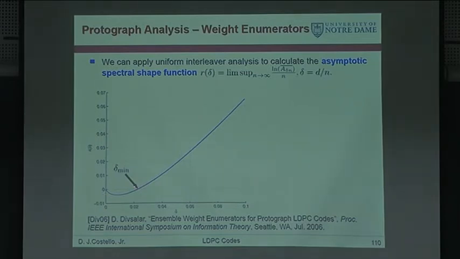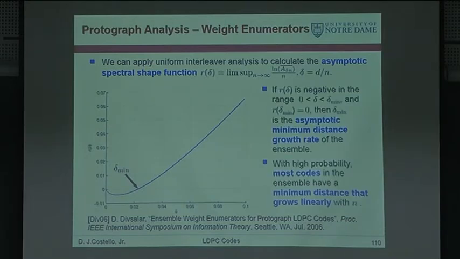If the spectral shape function never crosses 0, if it starts here and goes straight up, then the ensemble is not asymptotically good. So if you start with an irregular protograph, which has degree 2 variable nodes, you're likely to get a spectral shape function that takes right off and goes up. So it can't guarantee that the distance grows linearly with block length.